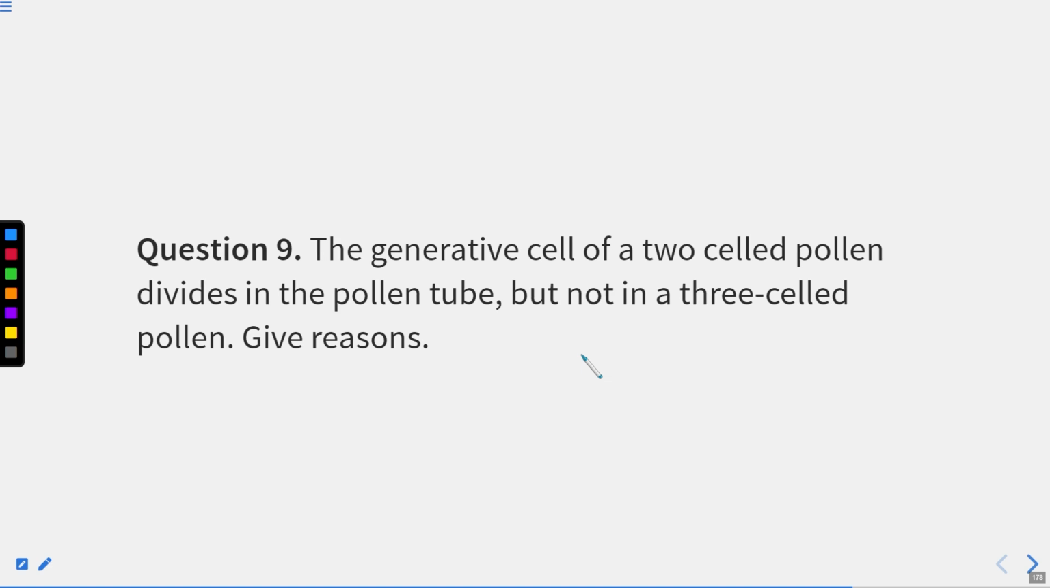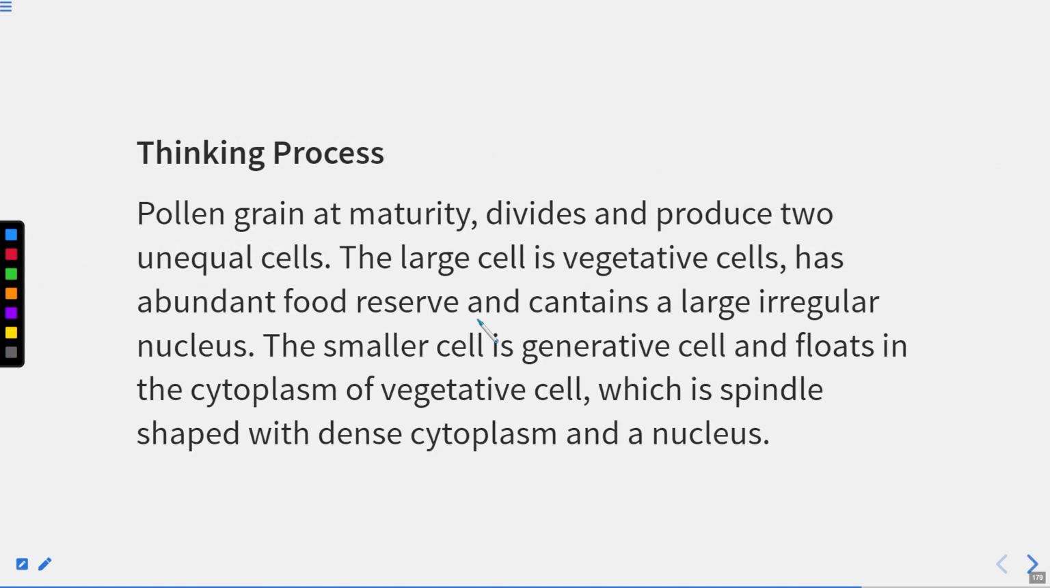Now, let's talk about the next question. The generative cell of a 2-cell pollen divides in the pollen tube, but not in a 3-cell pollen. Give reasons. You have to give reasons for this. Now, this is the thinking process.